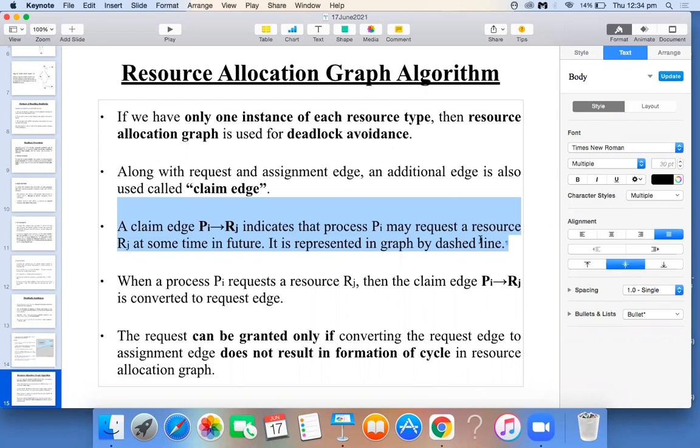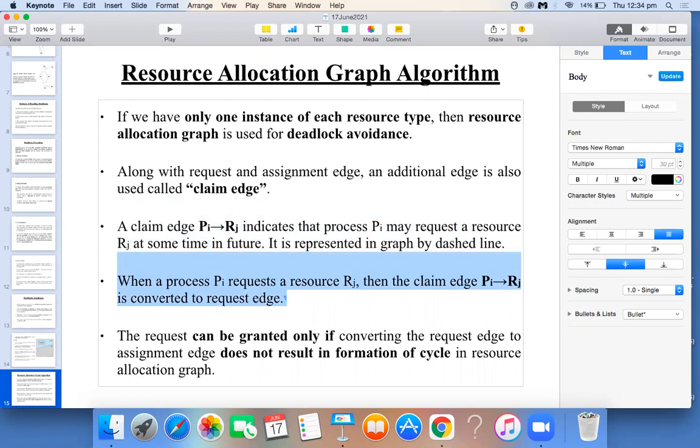Okay, right. Now in future, suppose at time t0, let us consider a time as t0. In this particular time, you are predicting that at time t1 process Pi is requesting resource Rj. Now when your time reaches t1, your process Pi is now requesting the resource Rj. That's what the fourth point is saying. Then what should we do? We have to convert that claim edge into a request edge. That is what the fourth point says.